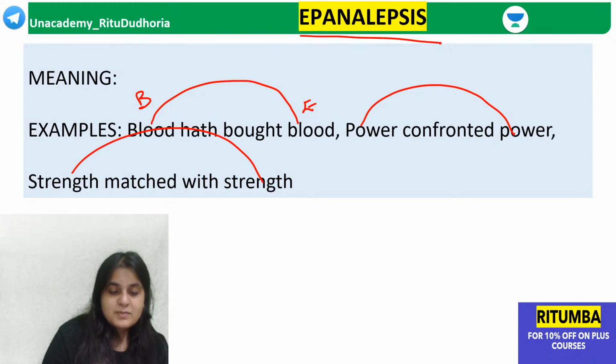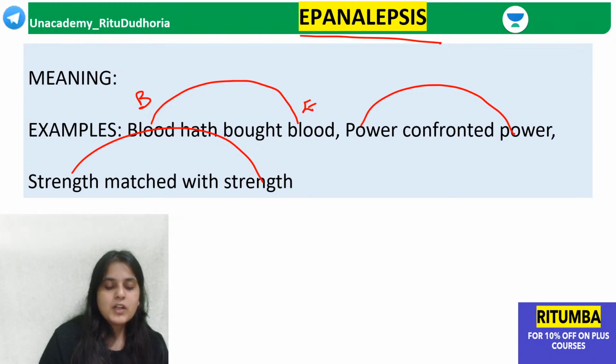Okay, so this is basically called as epanalepsis. Okay, clear? बिगिनिंग में और एंड में सेम वर्ड का यूसेज जब होता है तब उसको आप एपैनलेप्सिस बोलोगे.